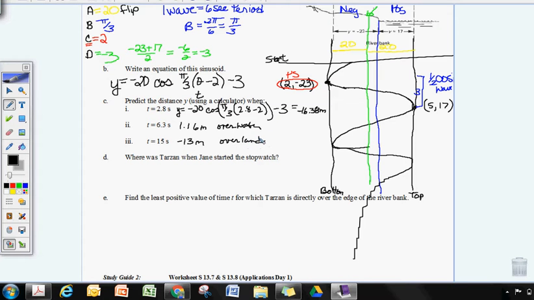Okay, so the next one wants us to know where Tarzan was when Jane started the stopwatch. Starting the stopwatch, that's time equals 0. Do I do exactly what I did up above on the other questions? Plug in 0? Yes. And your answer should be 7 meters. And it is over the water, even though my picture didn't show that. It's supposed to be over the water because it was positive.